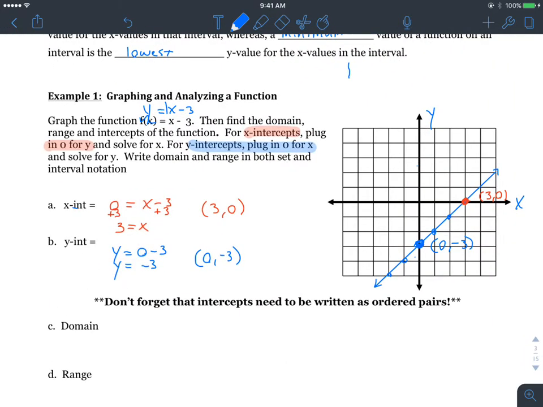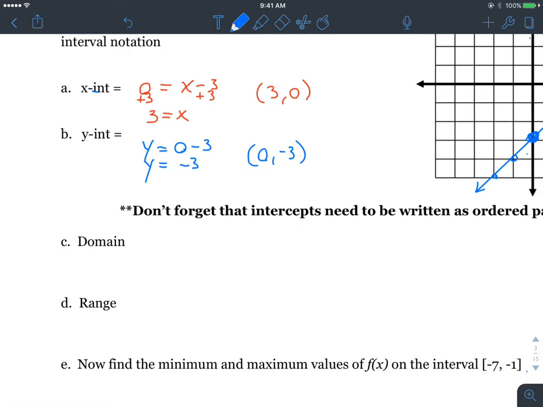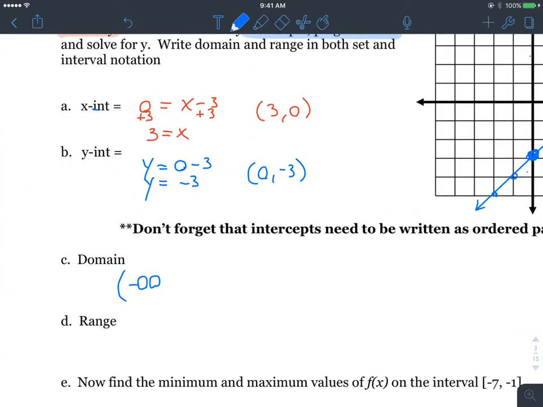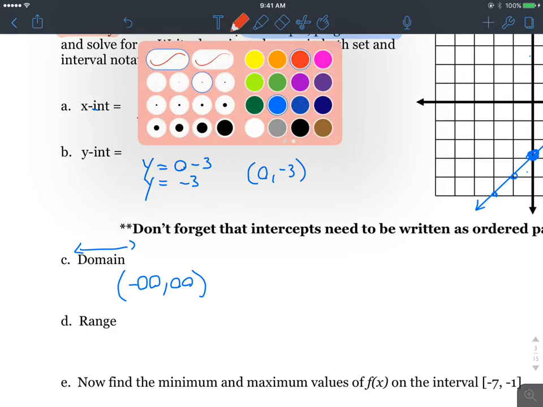And that's it there. And then, oh yeah, domain and range in both set and interval notation. So interval notation, we use this a little bit more in our class. We're just going to say the graph goes left and right forever for domain. So we're going to say from negative infinity to positive infinity, and we put parentheses around it because you can't really put a bound on it.